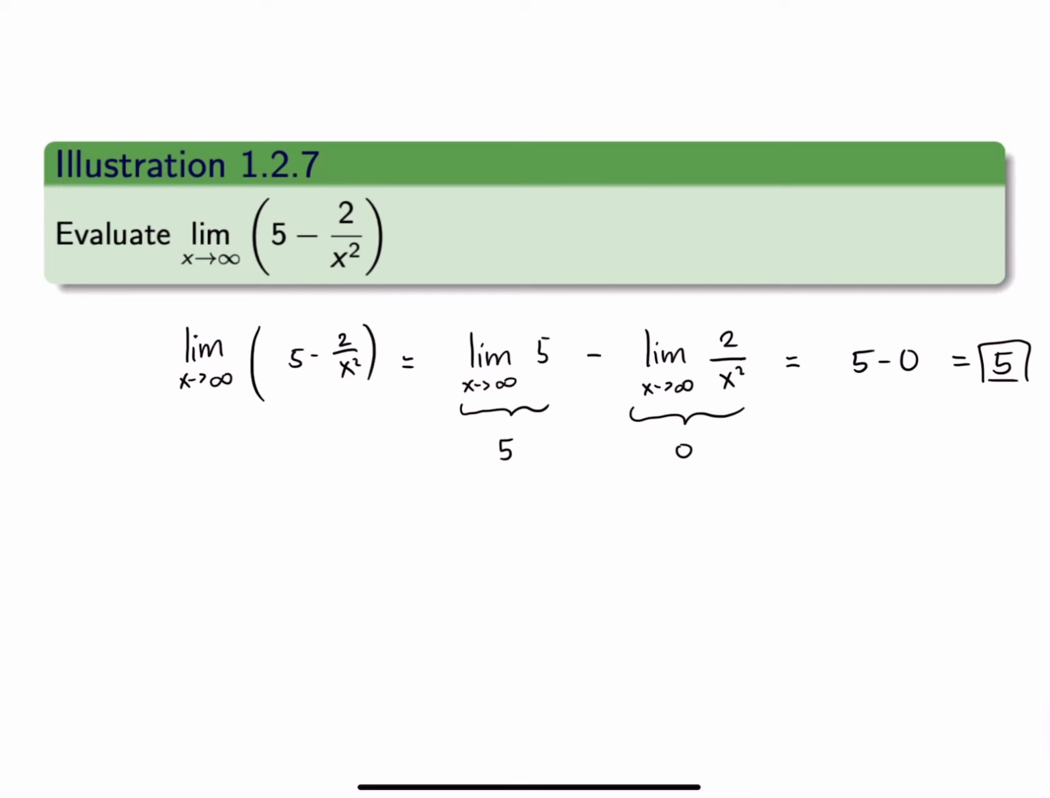So in other words, if we have the limit of 1 over x as x approaches infinity, or if basically the denominator is approaching a large value, then that limit would be equal to 0.